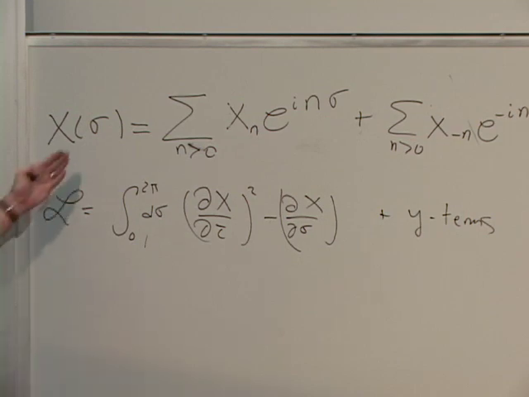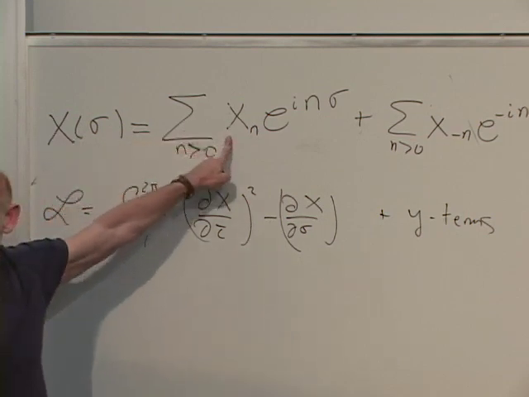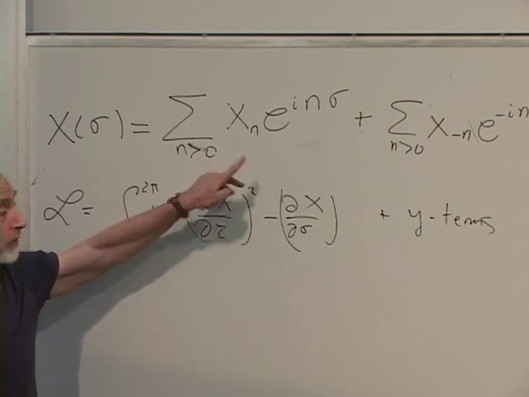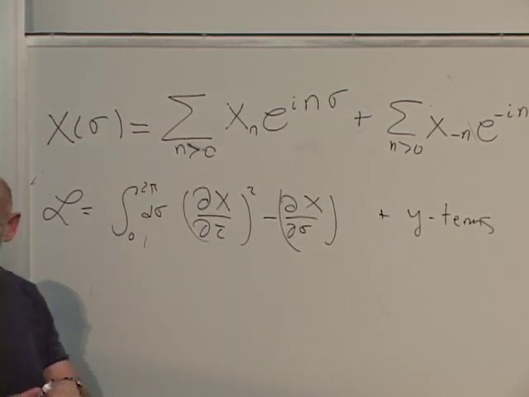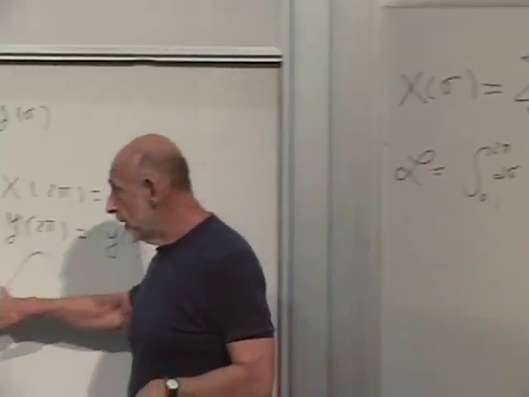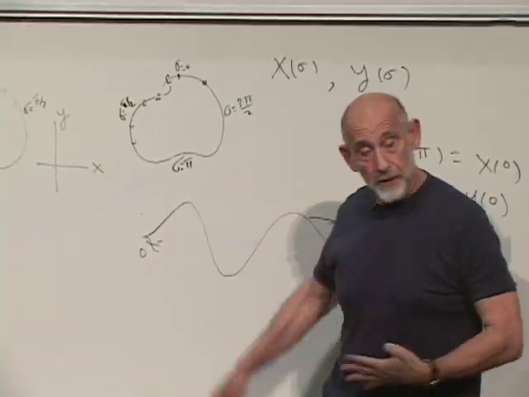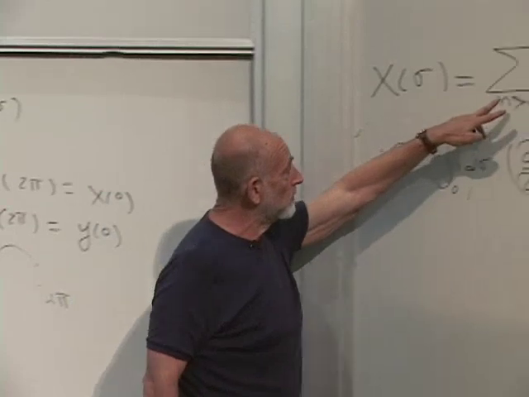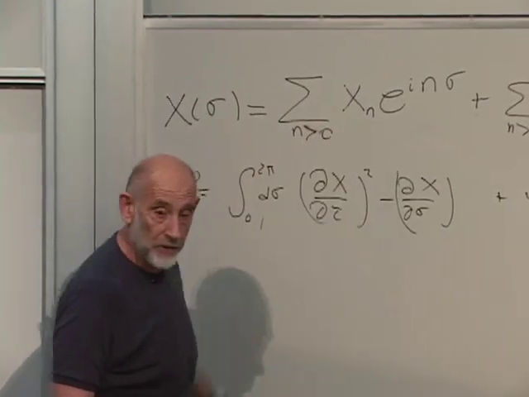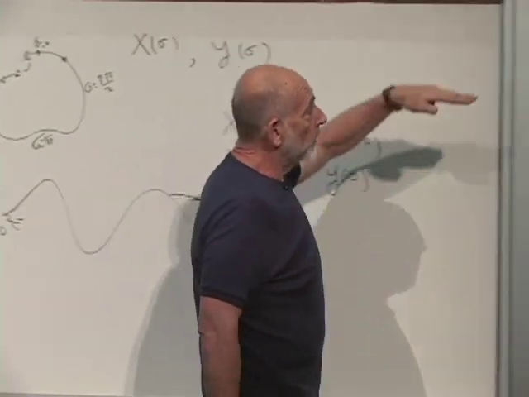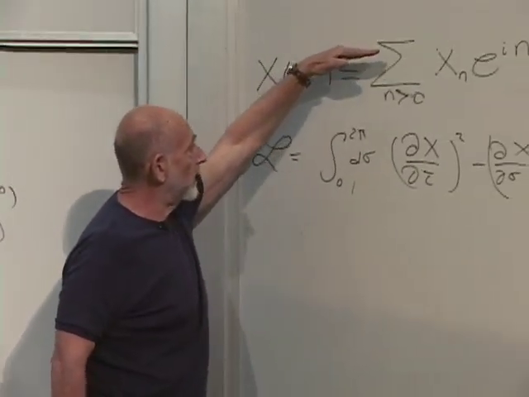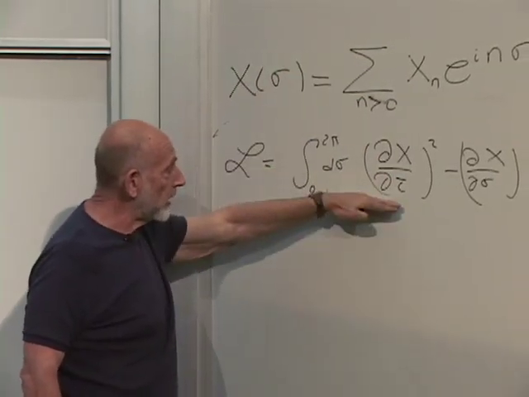What are the time-dependent things in x of sigma? They're the xn's. The xn's are sort of coordinates describing each oscillation. Each oscillation has a shape, but it also has a time dependence, and the time dependence is buried in the time dependence of these xn's. They are the degrees of freedom. What do we do with this? We take this expansion and plug it into here.